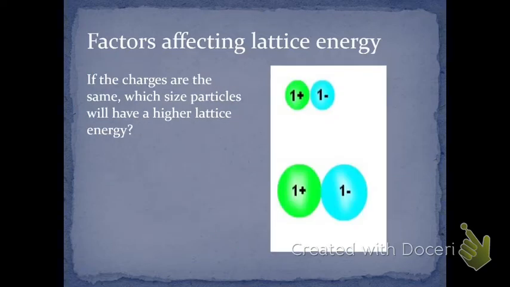So if the charges are the same, so here you go. Which size particles will have a higher lattice energy, right? So remember, the answer would be this one, wouldn't it? Because it's smaller, so there'd be a little more attraction, so this would have a higher lattice energy. Remember, it's kind of an inverse relationship. As the size gets smaller, the force increases. So this is actually lower lattice energy, right? Why? Because they're bigger. Okay.